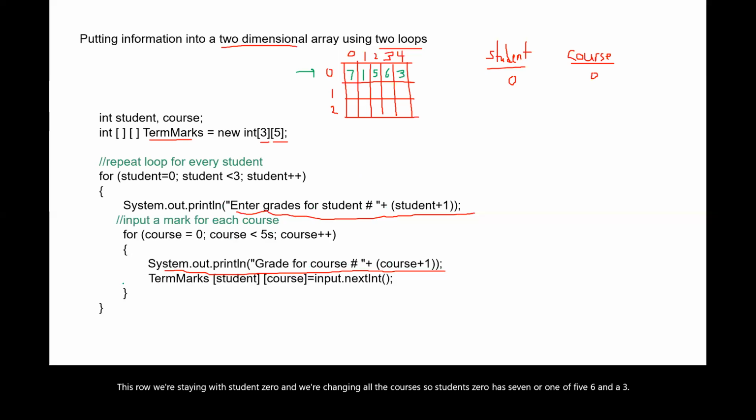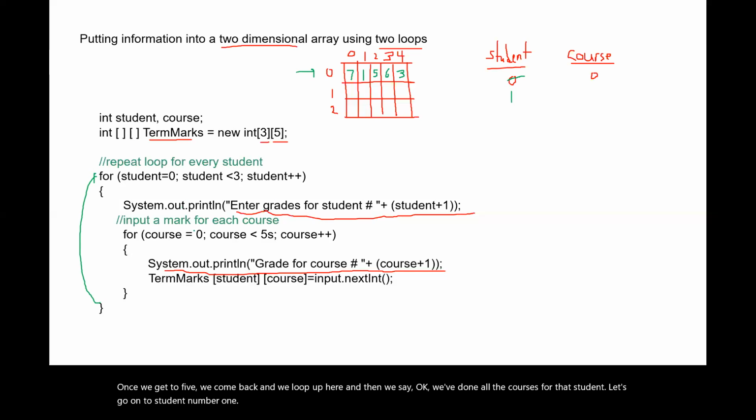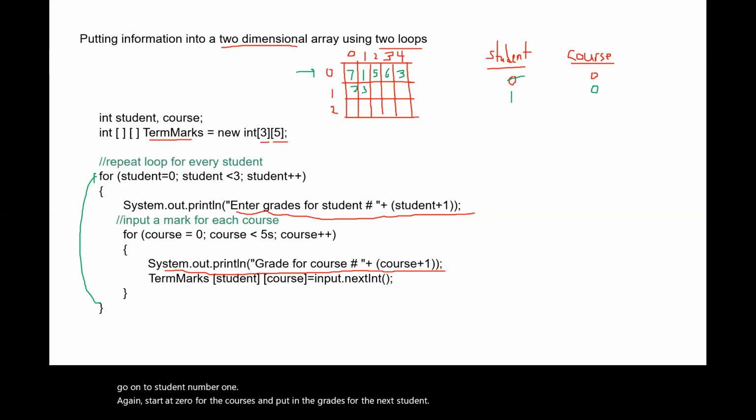Once we get to 5, we come back and loop up here, and we say, okay, we've done all the courses for that student. Let's go on to student number 1. Again, start at 0 for the courses and put in the grades for the next student. So 2, 3, 9, 8, 7. So what's going on is the courses are going 0, 1, 2, 3, 4.